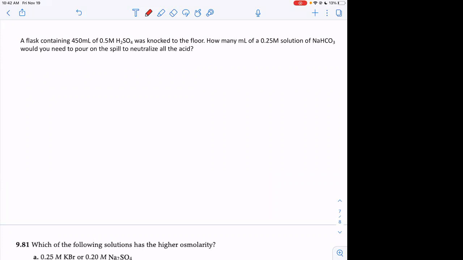A flask containing 450 milliliters of 0.5 molar H2SO4 was knocked to the floor. How many milliliters? I pulled it right from the textbook, but I modified it a little bit. That's why I typed it. I don't forget what number it is. How many milliliters of a 0.25 molar solution of sodium bicarbonate would you need to pour on the spill to neutralize all the acid?